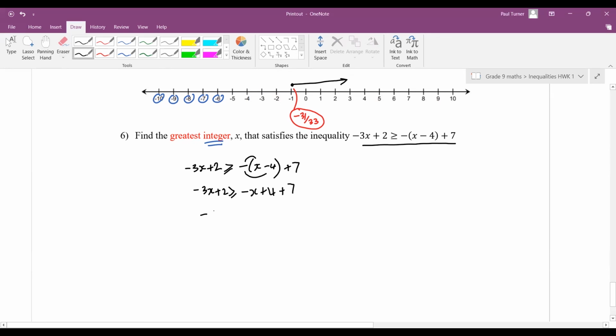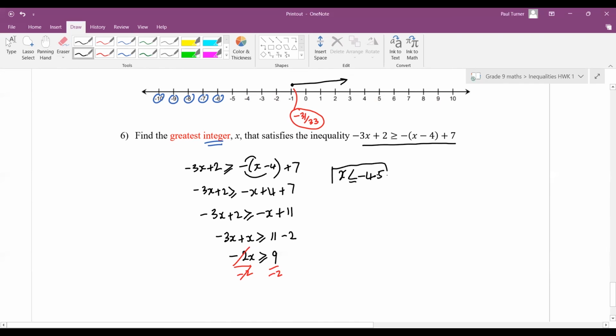So let's tidy that up. Minus 3x plus 2 is greater than or equal to minus x plus 11. So let's group our x's together. Minus 3x plus x is greater than or equal to 11 minus 2. Okay, so we're going to get minus 2x is greater than or equal to 9. And now we'll get our x by dividing by negative 2 both sides. Cancel your negative 2. And remember to change the direction. So x is going to be less than or equal to minus 4.5.